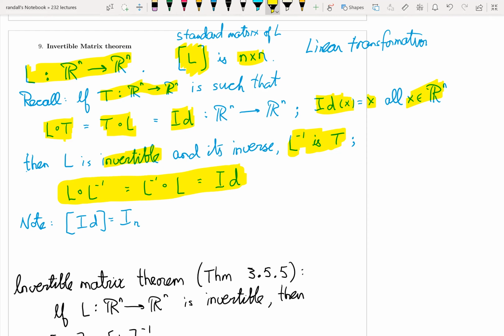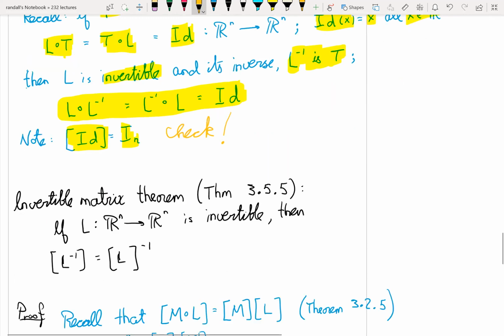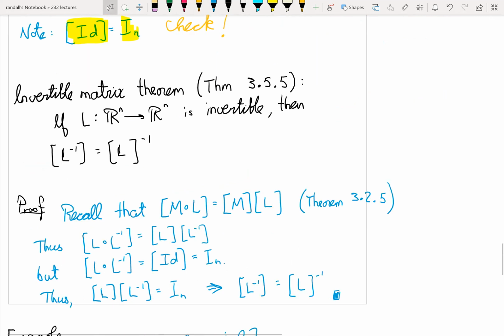If L is invertible as a transformation, then when I compose it with its inverse, I get the identity. Now, before we move on to the theorem, we make one more observation. The standard matrix of the identity function is the identity matrix. Make sure you check this. That's an important observation, and it leads us to this very important theorem that we will use.